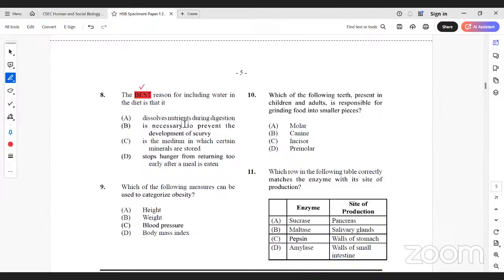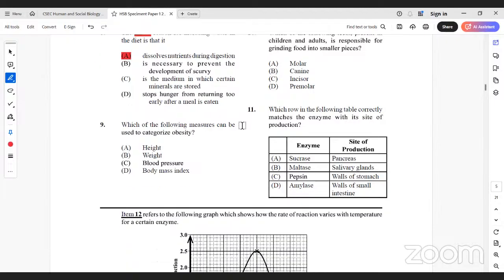So, dissolves nutrients during digestion, is necessary to prevent the development of scurvy, is the medium in which certain minerals are stored, stops hunger from returning too early after a meal is eaten. Does water really stop hunger from returning? I'm not even sure about that D, right? If water does really stop hunger from returning, water would be great for weight loss. But nevertheless, the answer, as most of you have already identified, is A. Yeah, so that one was easy.